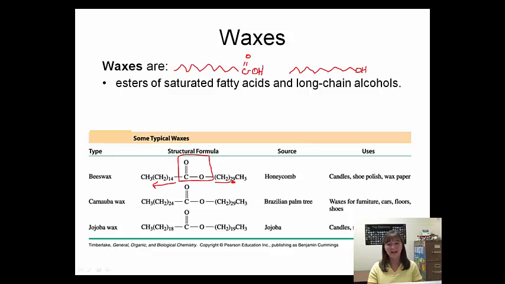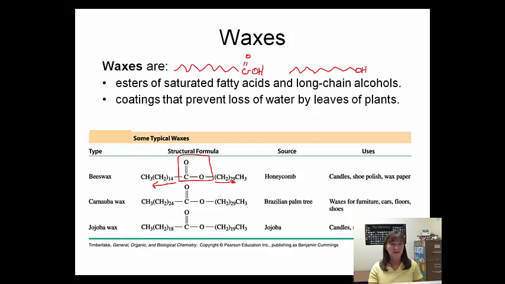So what I plan to do on your next exam, on the final, because the final is not comprehensive, so it's just going to cover these last few chapters, is I'm going to give you a sheet with some different biomolecule structures, and I want you to be able to identify which one is the wax and which one is the triacylglycerol and things like that. Waxes are coatings that prevent loss of water by leaves of plants.